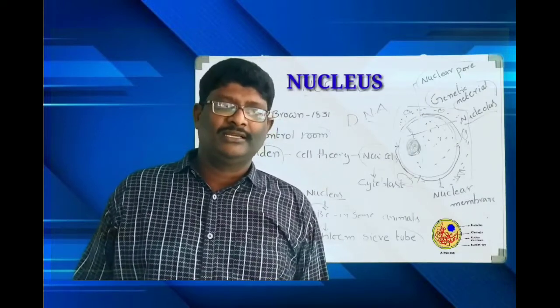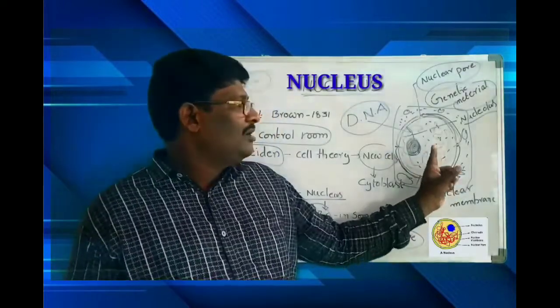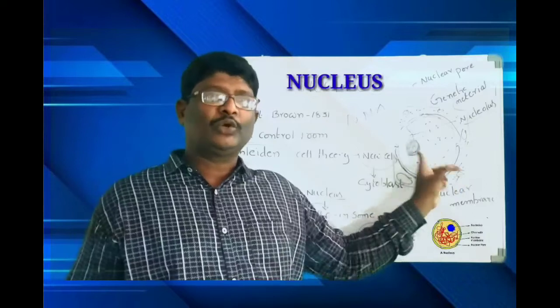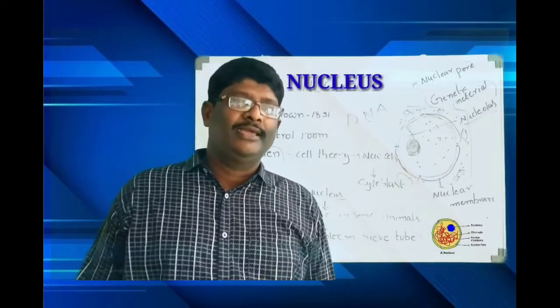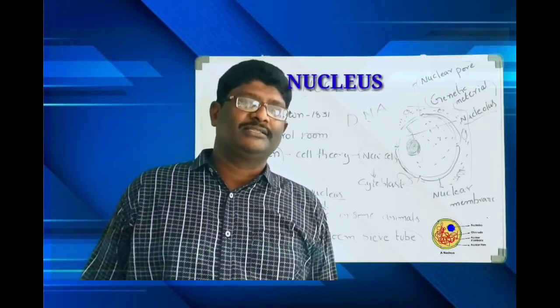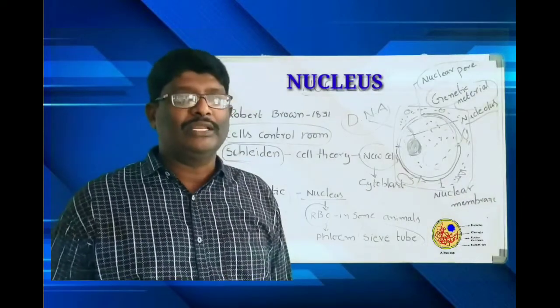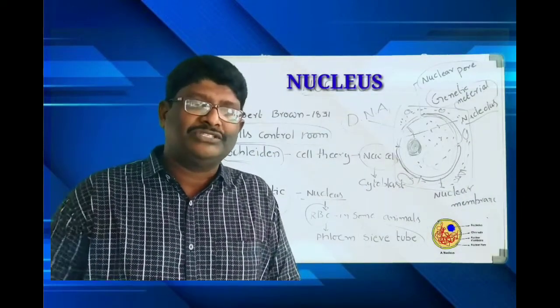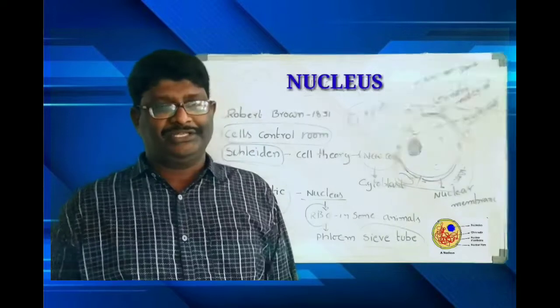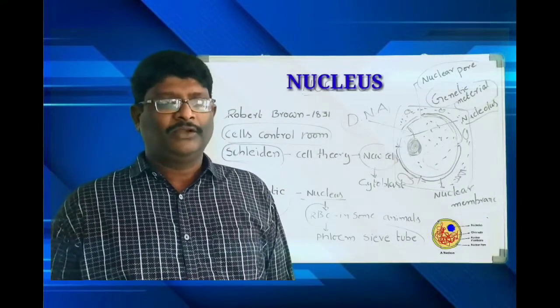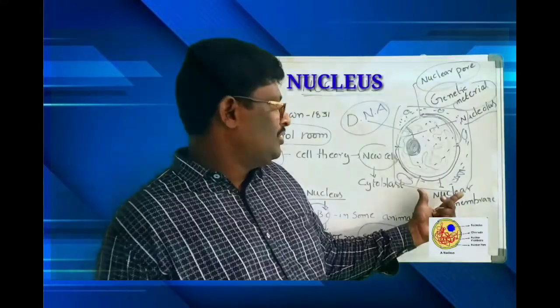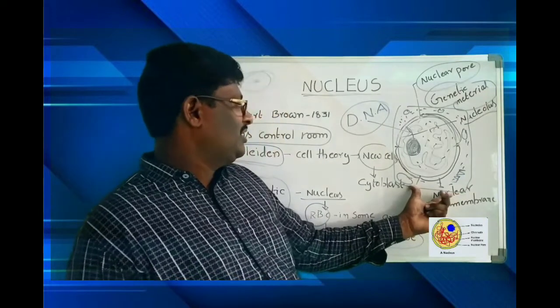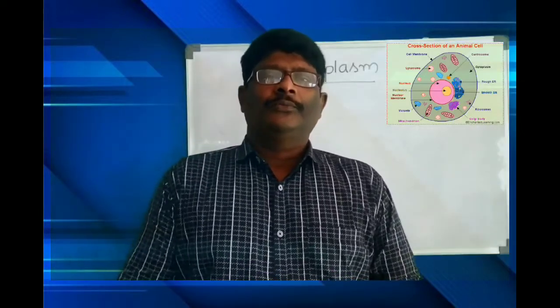Is it right? This is called chromatin. In the chromatin, there are genes. In the genes, there is DNA material. That material only passes the information from one generation to another generation. Okay, now, this is about the nucleus.